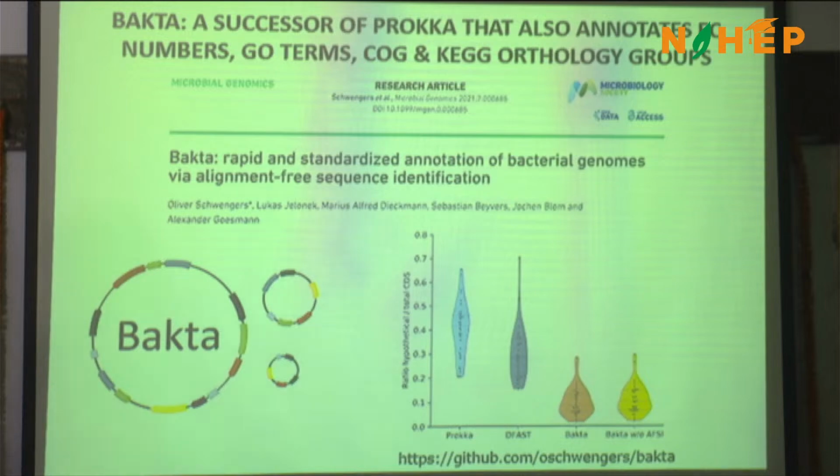So for example, here in this plot, you see the annotations of PROCA, yeah? In the x-axis, you have different tools of annotation, and here is the ratio of hypothetical proteins in the y-axis. And then you can see that PROCA has a higher amount of hypothetical proteins annotated when you compare, for example, with BACTA. Okay, so you are getting more information from your genomes.